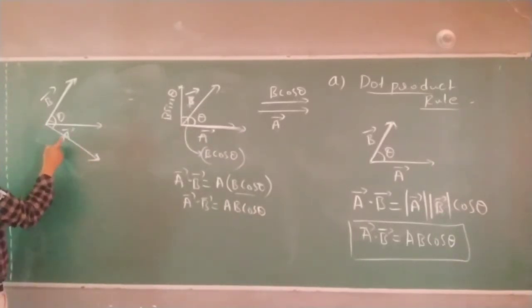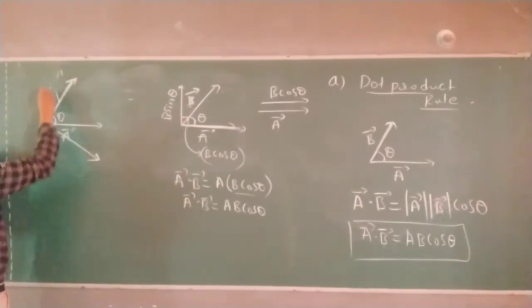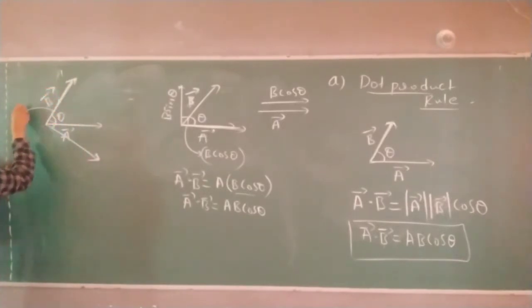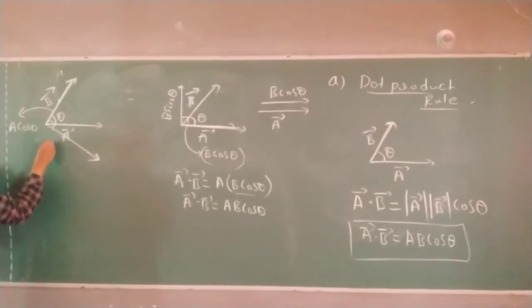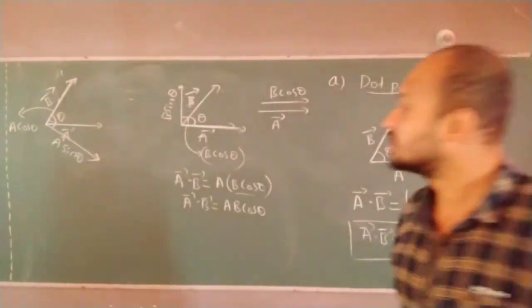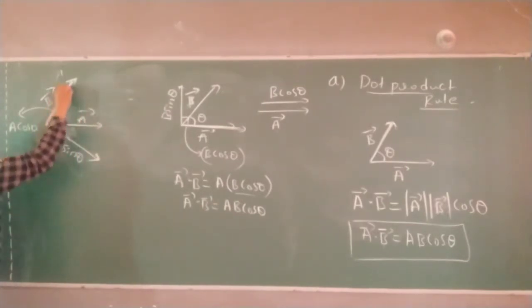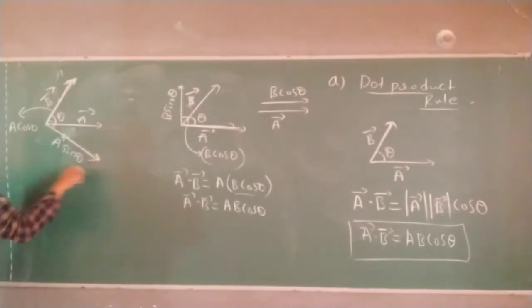Now this is vector A, so what will be this component of A? Try to understand. I am resolving vector A. This component will be A cos theta. What is this component? This will be A sin theta. Are you understanding what I am doing? This is vector A. I resolved this into two components like this and that. This is A sin theta. This is A cos theta.